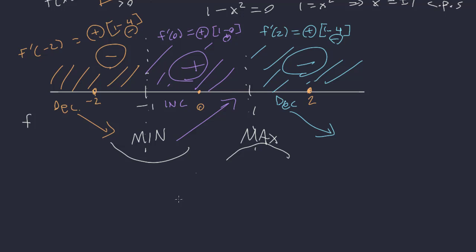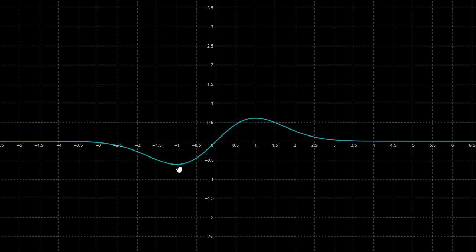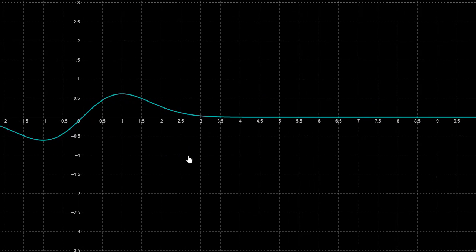All right, so that's that. I'll leave it to you to write out in words what's going on here. All right, but real quick, here's the graph. And as we can see, we have a minimum at -1 and a maximum at 1.